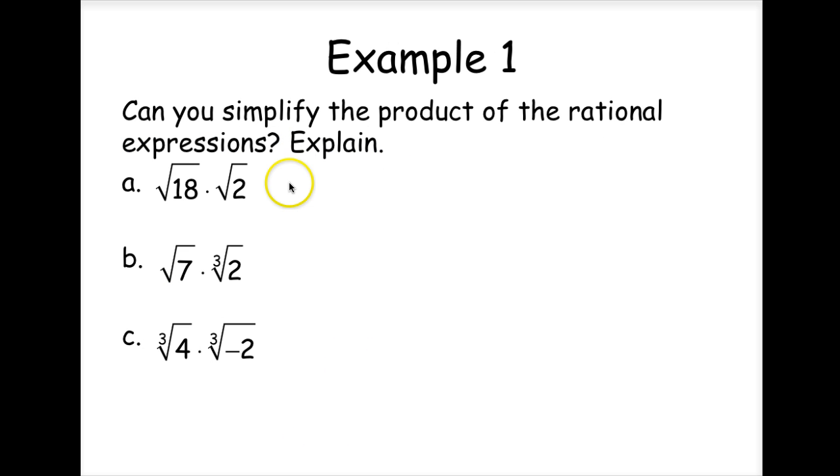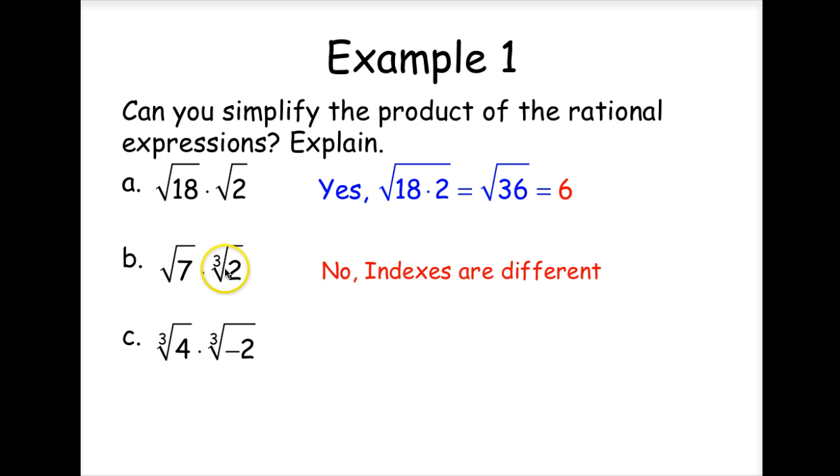So example 1, can you simplify the product of the radical expressions and explain? So looking at these, yes we can. Both of those are square roots, so we can multiply them by each other. 18 times 2, the square root of 36 is 6. What about these two? No, the indexes are different. This one has an index of 3. This one has an index of 2.